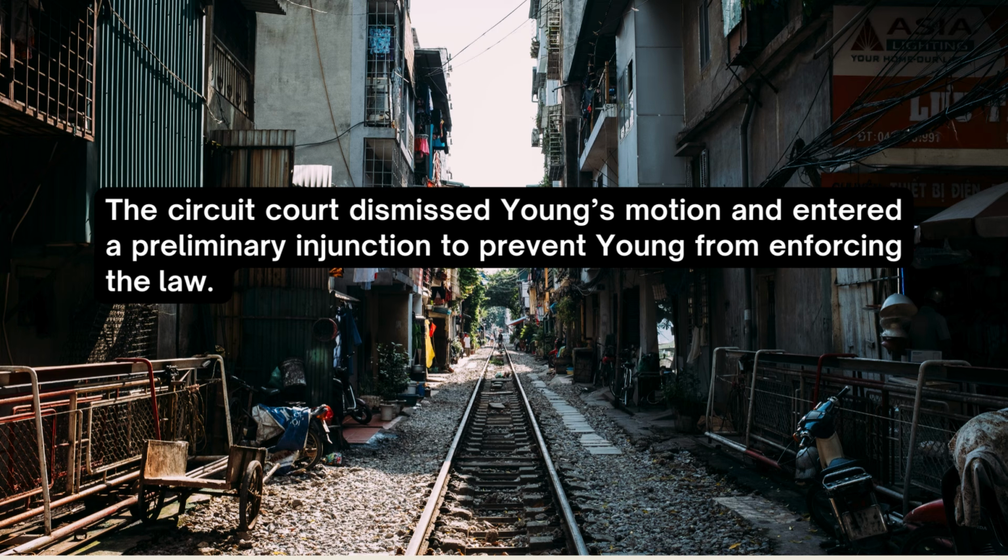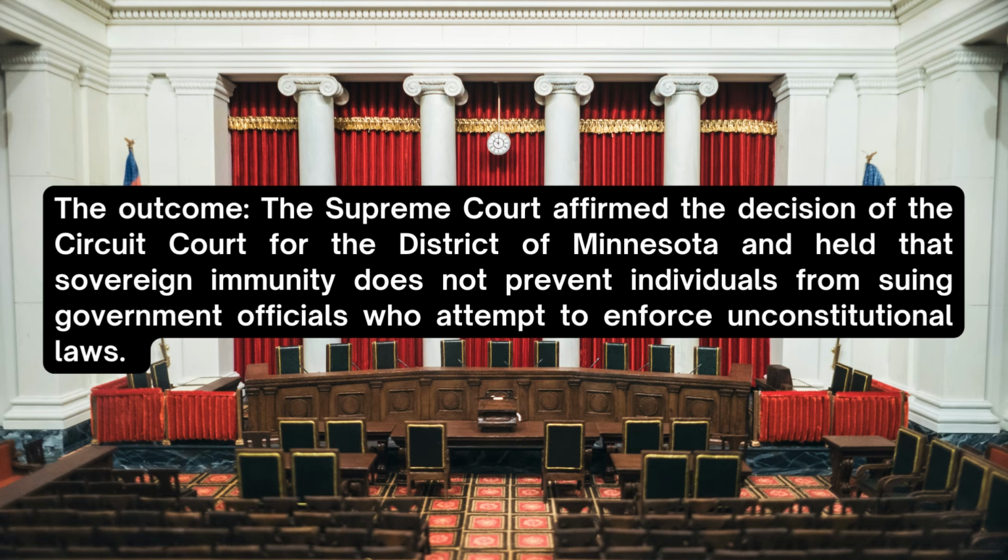The circuit court dismissed the Attorney General's motion and entered a preliminary injunction to prevent him from enforcing the law. And the Supreme Court affirmed the decision of the Circuit Court for the District of Minnesota and held that sovereign immunity does not prevent individuals from suing government officials who attempt to enforce unconstitutional laws.